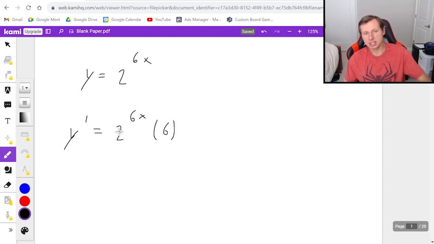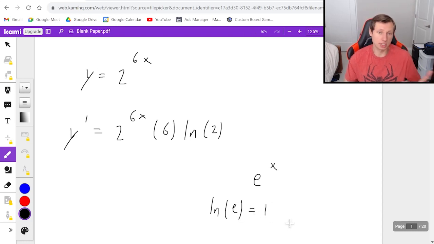And then, because this is not base e, you also have to multiply by the natural log of your base, in this case 2. Technically, we're supposed to do that for e to the x as well, but if you remember, the natural log of e is just 1, which is why we don't need to do that for e to the x, and why e to the x is our favorite.